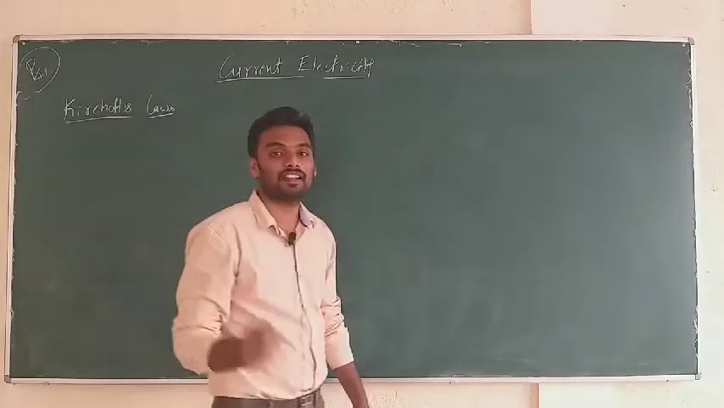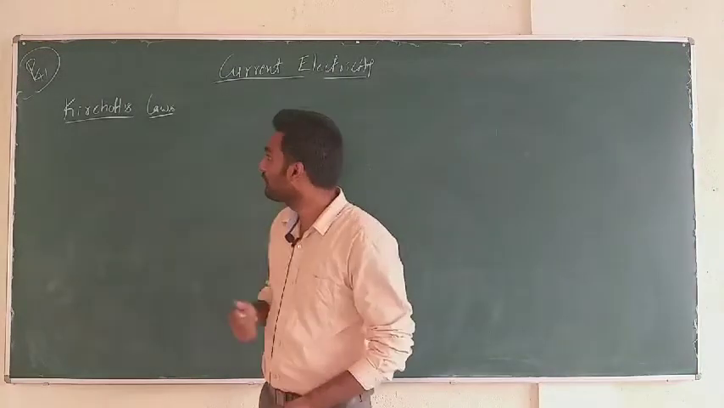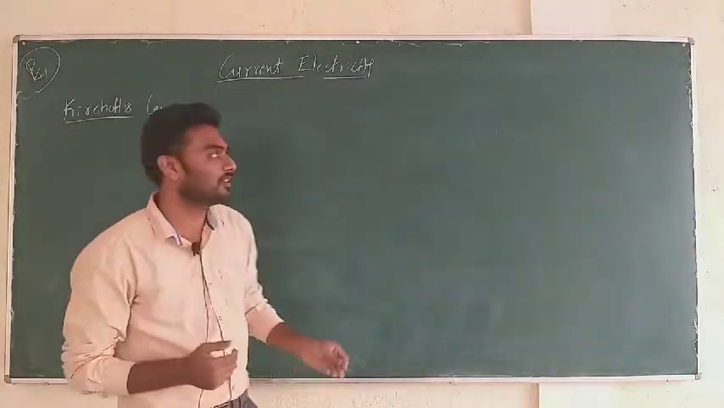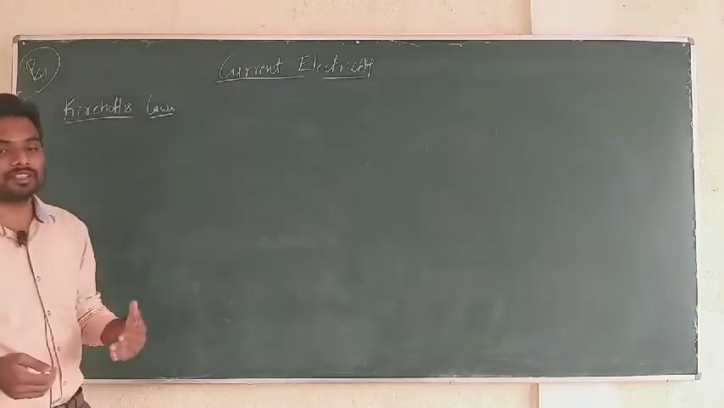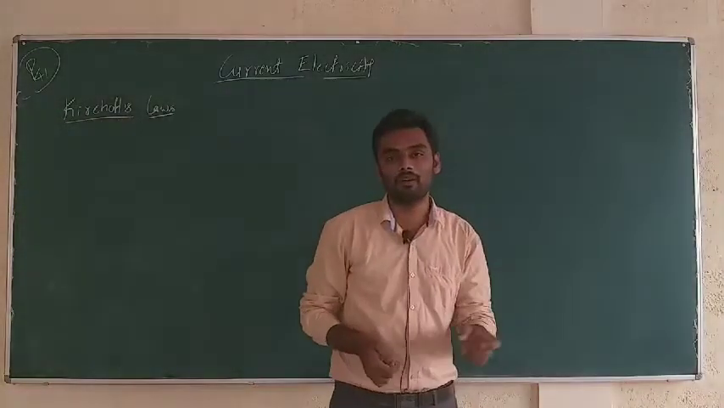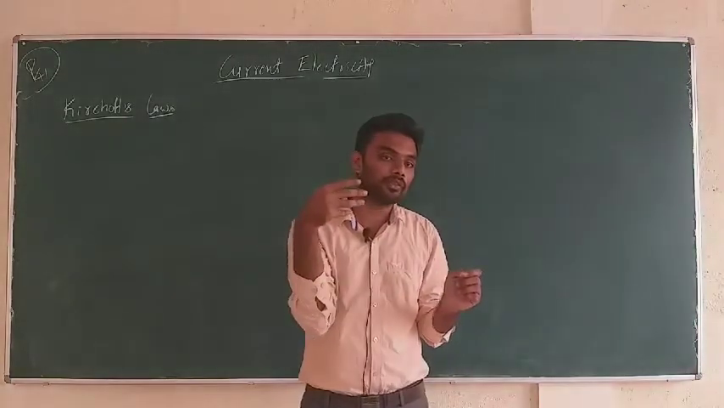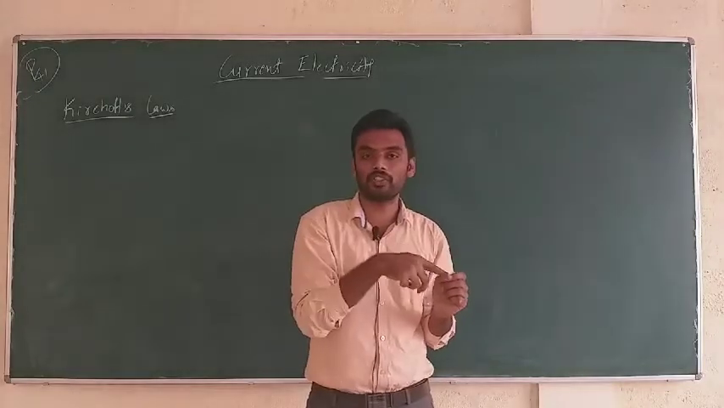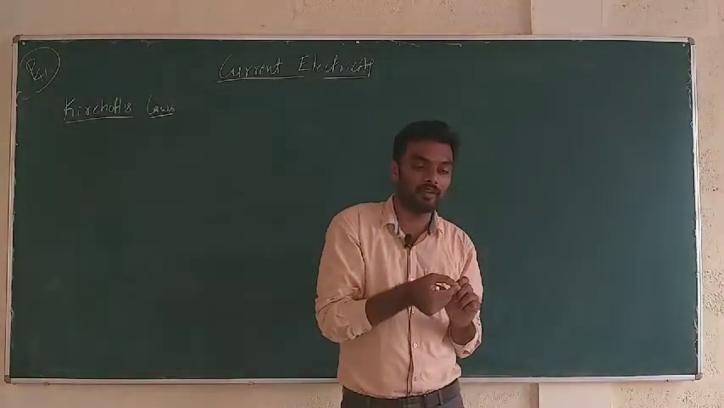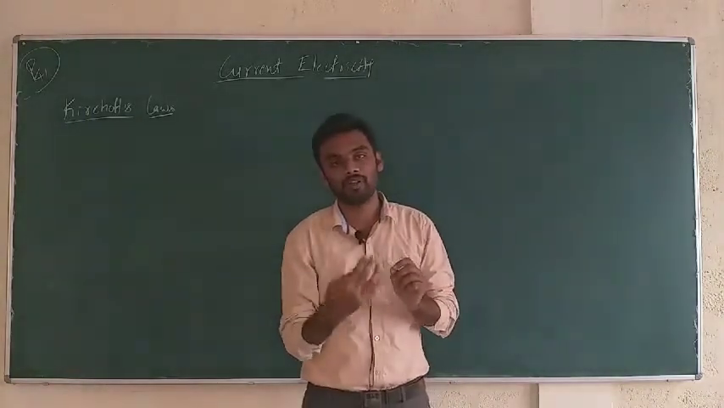Hello students, let us continue the discussion on current electricity. So this is the 41st session and we will continue. In the last session we got to know what is KCL, Kirchhoff's current law, where we have a point and few currents will be flowing towards the point, few currents can be flowing away from the point, and how to get the relation between those currents.